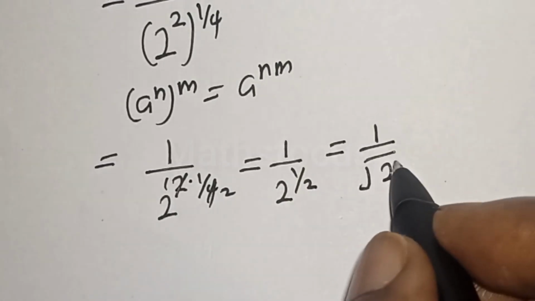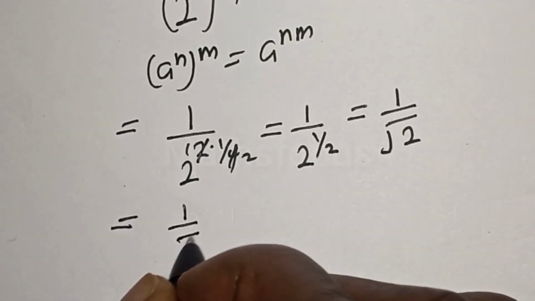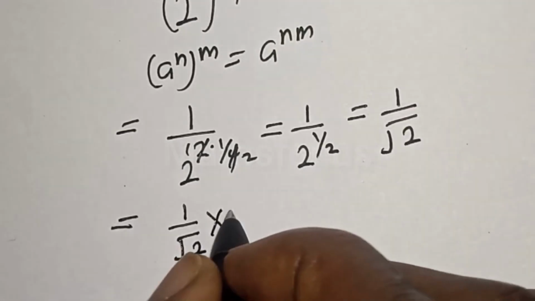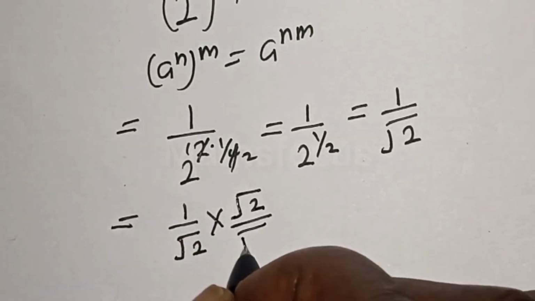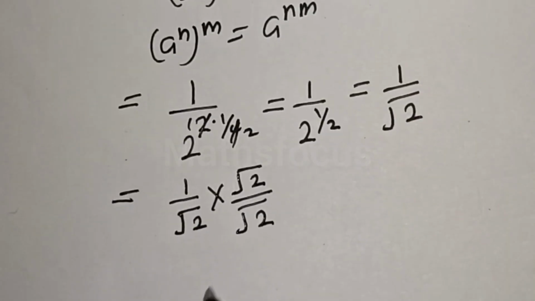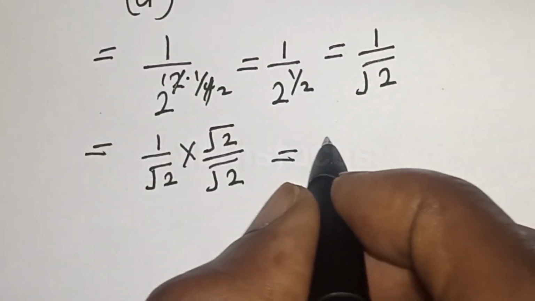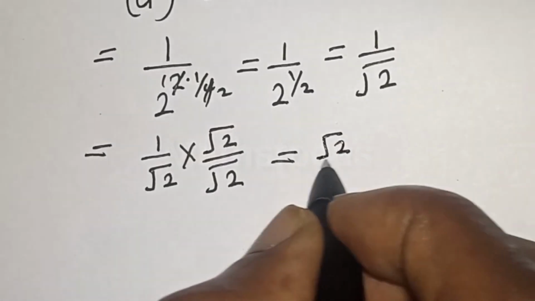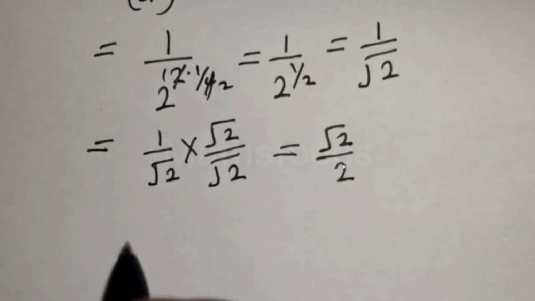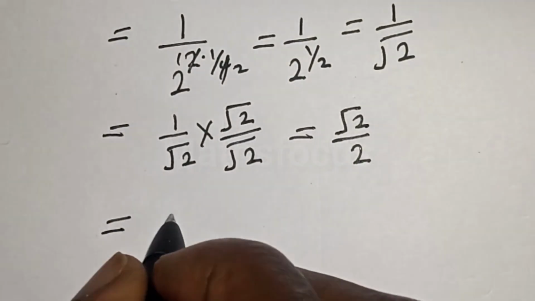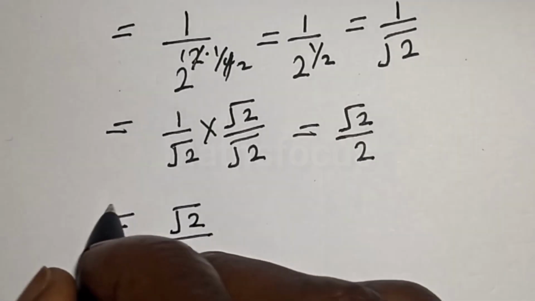Now, if you rationalize this, we have 1 over square root of 2 multiplied by square root of 2 over square root of 2. Then 1 multiplied by root 2 is equal to root 2 divided by root 2 times root 2, that is 2. Therefore, our final answer is root 2 over 2.